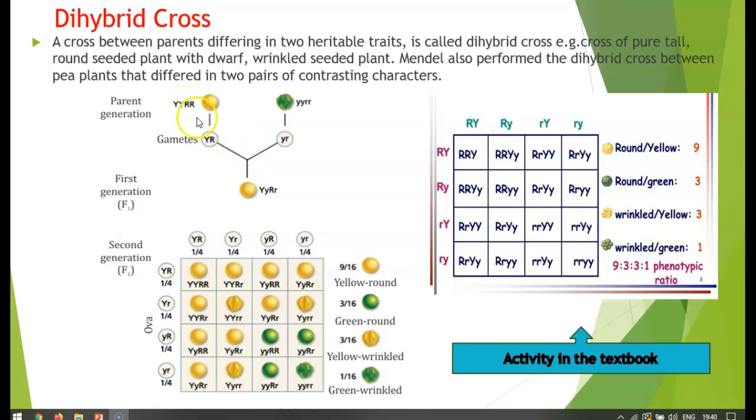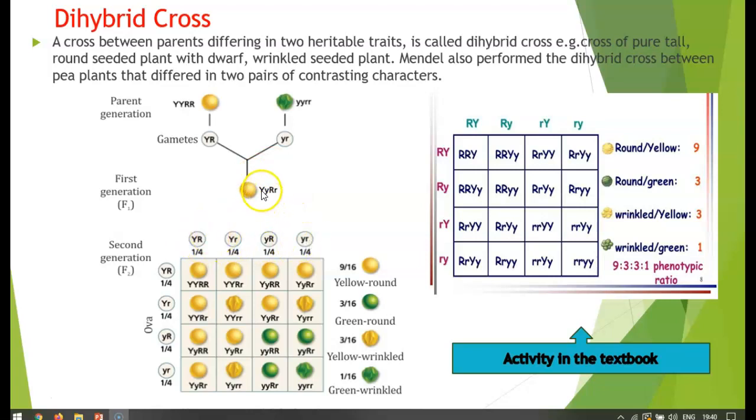As you can see, the yellow round is a dominant trait and green wrinkled is the recessive trait. At the time of gamete formation, one Y, one R, and from here one small y and small r come together to give you your F1 generation, which is having the genes for the dominant character as well as the genes for the recessive character. But on the basis of the law of dominance, your F1 hybrid is going to appear yellow round. When it is allowed to self for your next generation, you will have these different alleles forming different pairs.